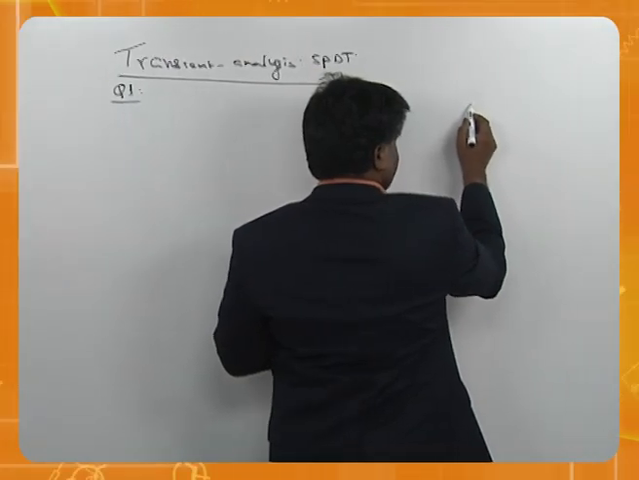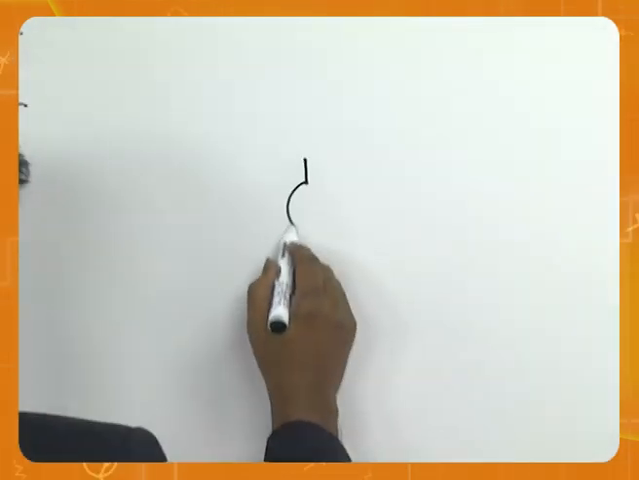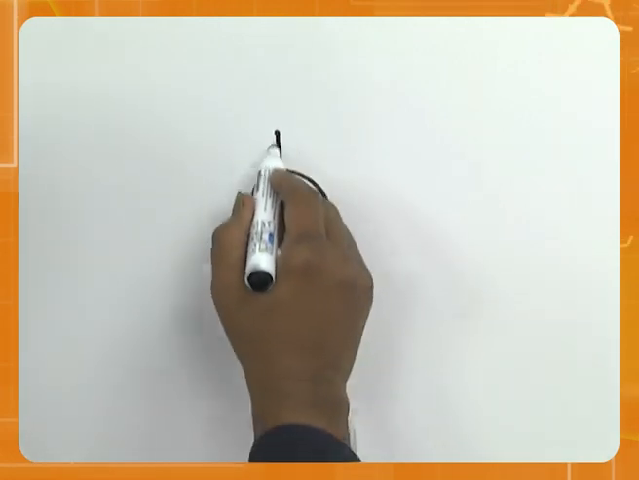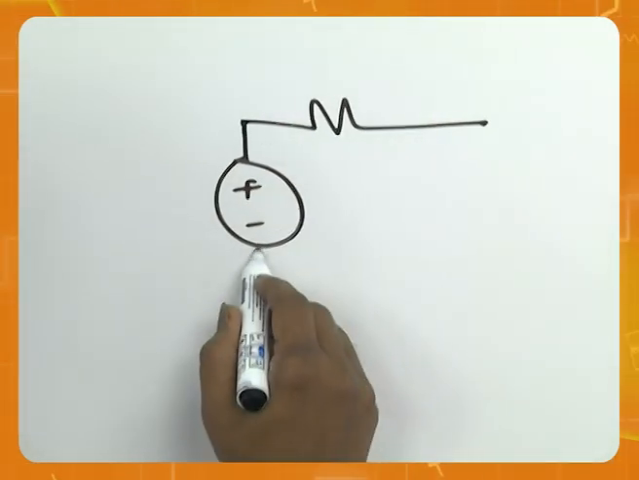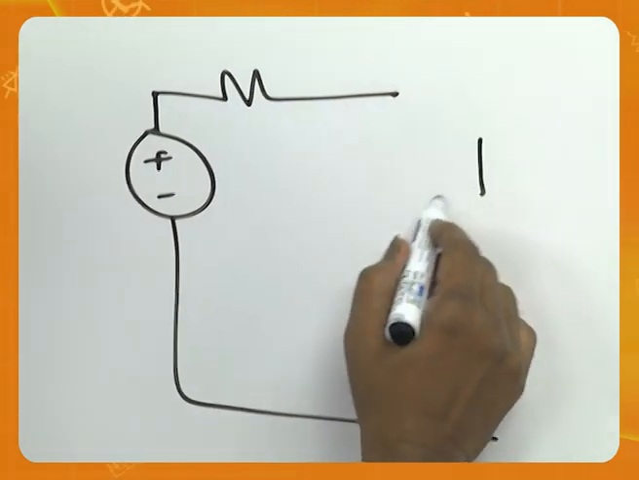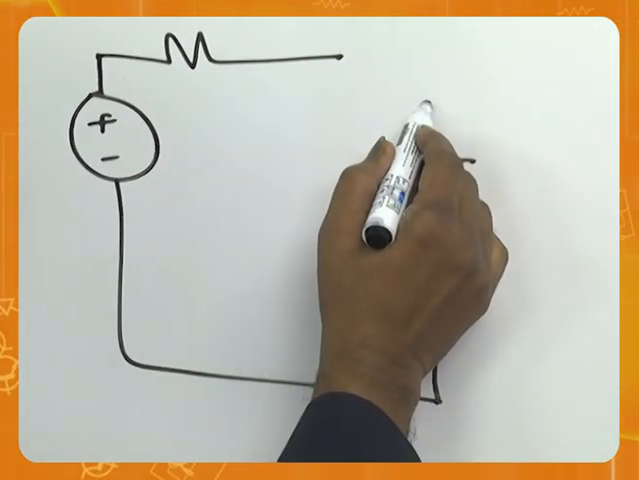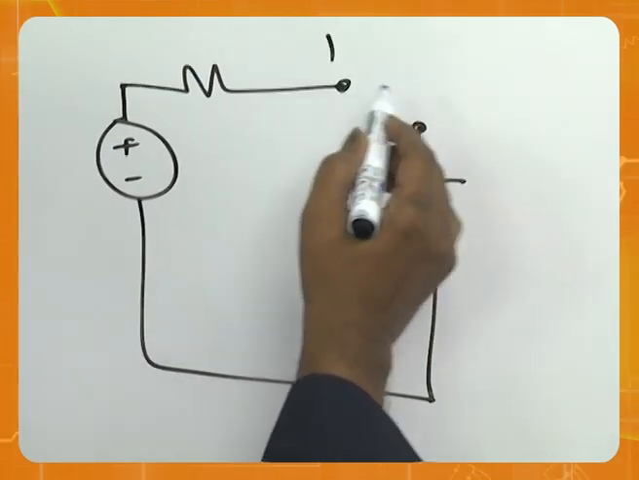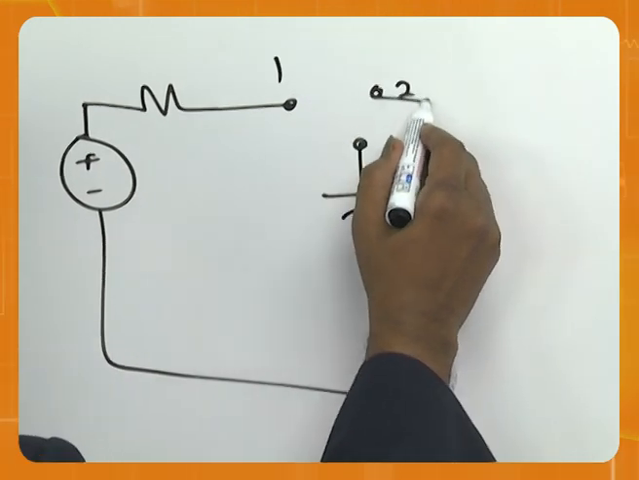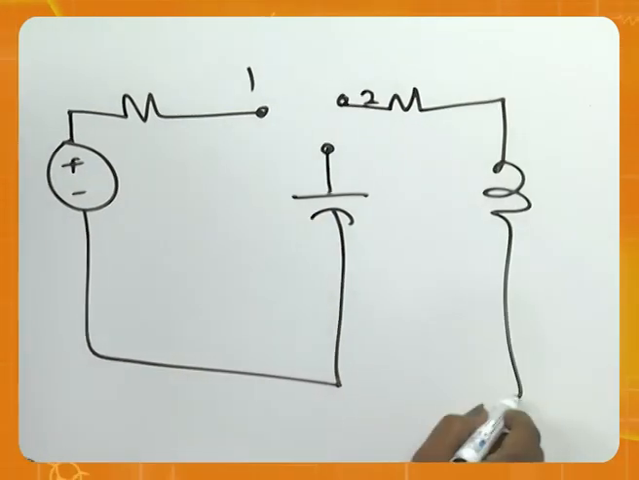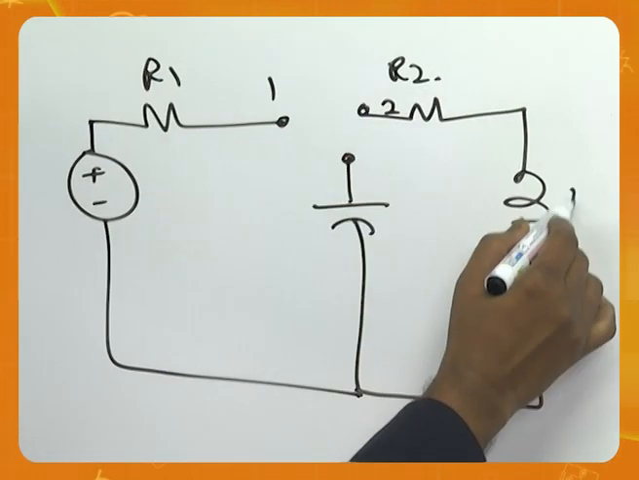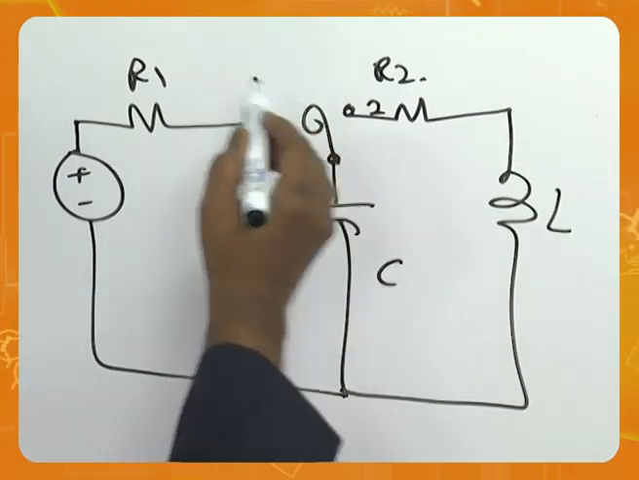Take the problem. I am giving DC, then there is a resistor here, there is a capacitor there, positions 1, 2, then there is another resistor here, and an inductor. Call these R1, R2, L, C. The switch is here.